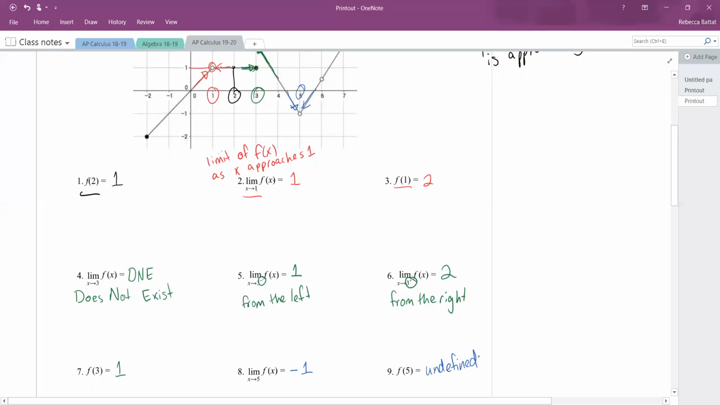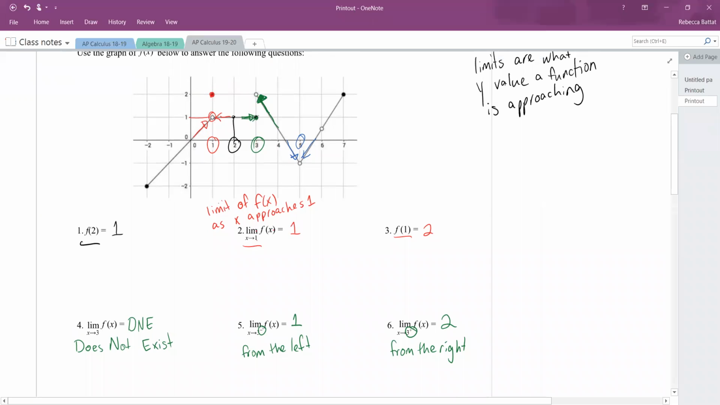So note, if the limit is defined, that does not necessarily mean that the function is defined. We saw cases at x equals 3, the limit did not exist, but the function did. And here at x equals 5, the limit exists, but the function is undefined. Now, these 3 cases show 3 different types of discontinuity. Okay? The first one is we have a hole and there's a point elsewhere.